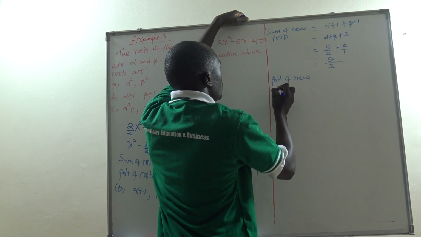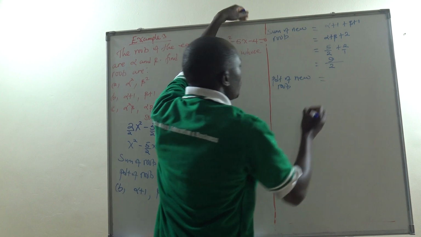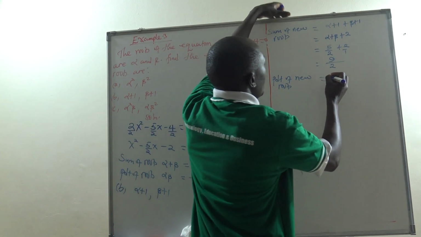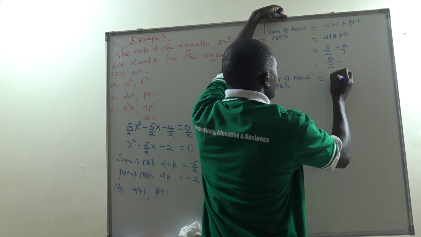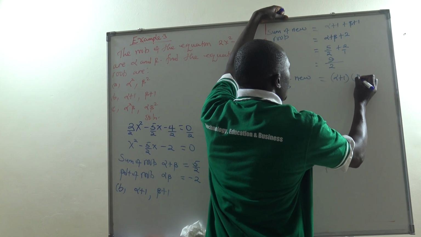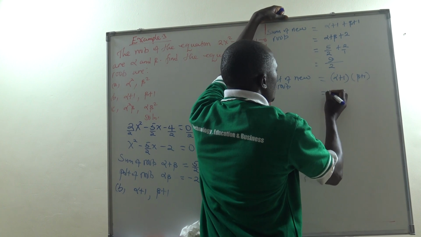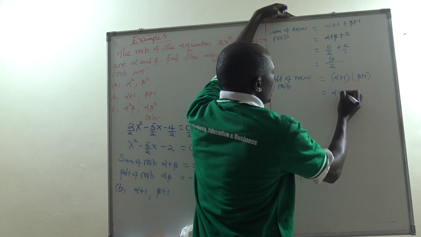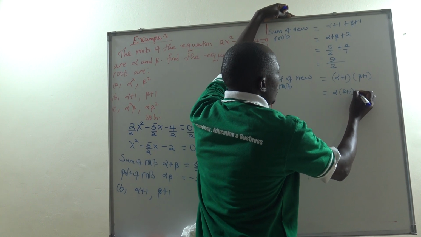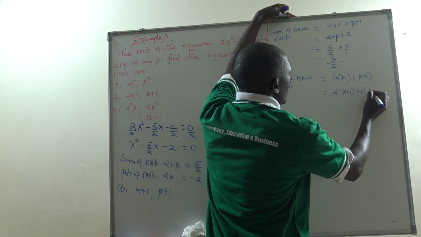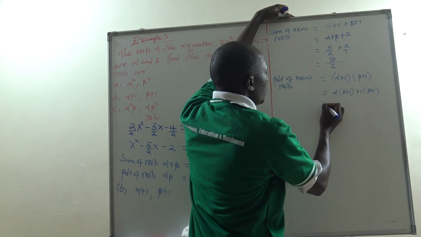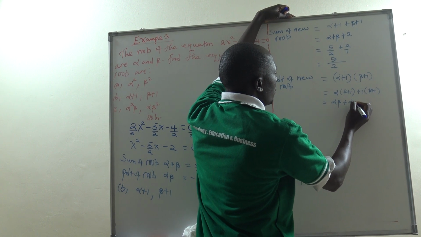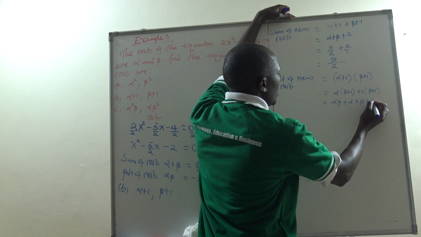The product of new roots is a matter of multiplying the two new roots which are there, which is alpha plus 1, again into beta plus 1. So this becomes alpha into beta plus 1, then plus 1 into beta plus 1. So we are free to open: alpha times beta, you are getting alpha beta plus alpha, then plus beta, then plus 1.